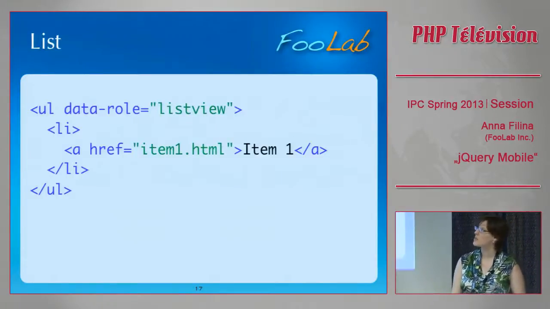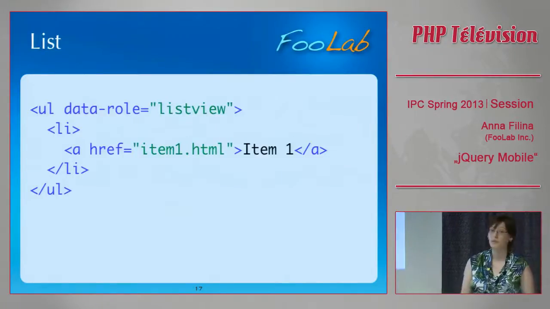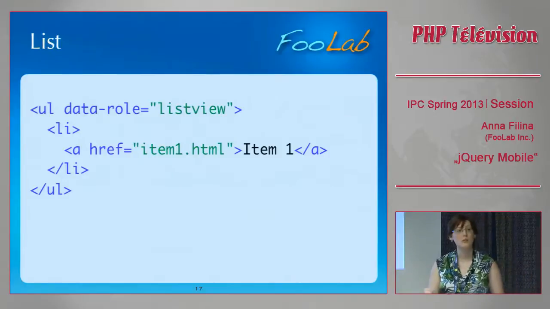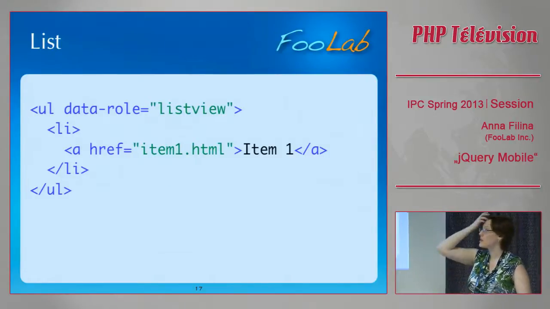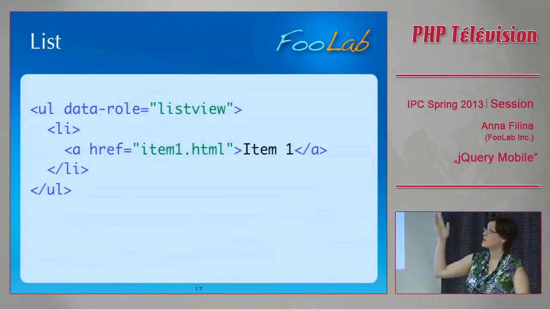You can also use lists. Lists are simple, UL. Can everybody see the code in the back? It's good. All right, so you use a UL, and instead of button, you call it a list view.